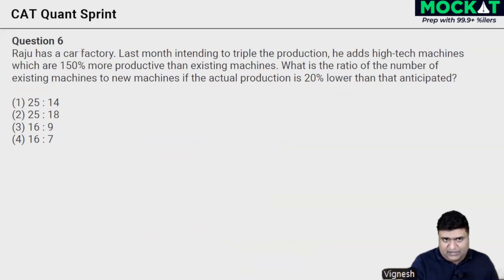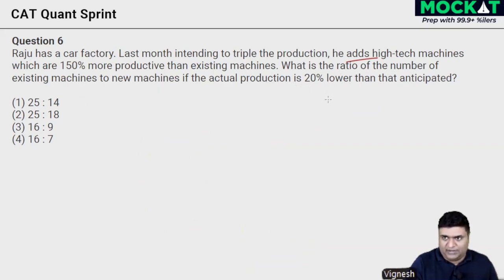On to the question 6, right? So Raju has a car factory, last month intending to triple the production. Okay, wanted to triple the production. He adds high-tech machines which are 150% more productive than the existing machines. What is the ratio of the number of existing machines to new machines if the actual production is 20% lower than that anticipated? Okay, so what's happening over here? We have adding, right? Not replacing. He's adding high-tech machines, okay, which are 150% more productive than existing machines. What's the ratio of the number of existing to new machines?